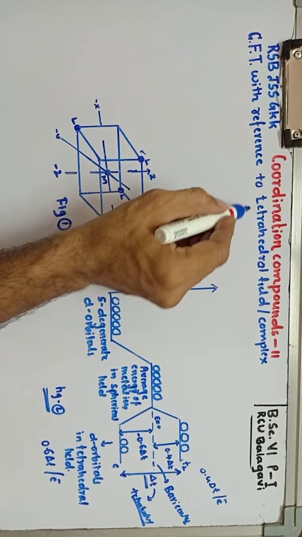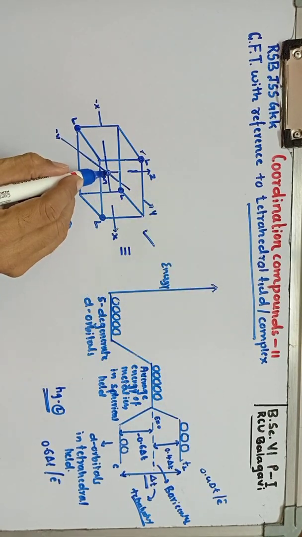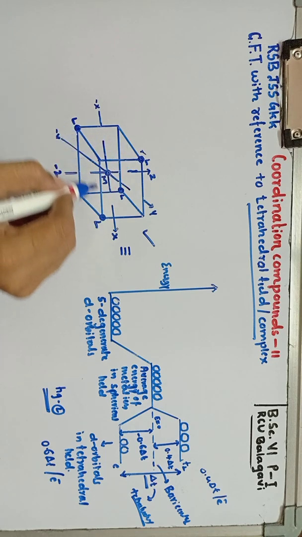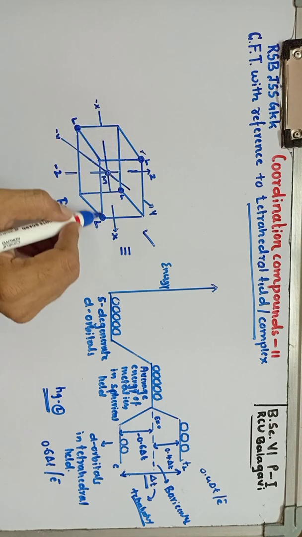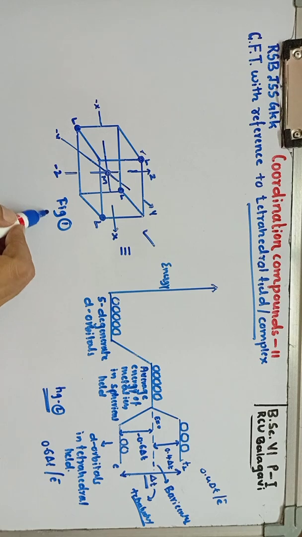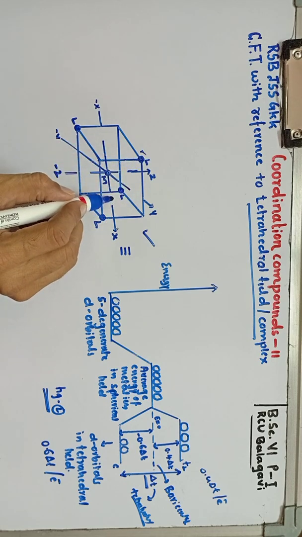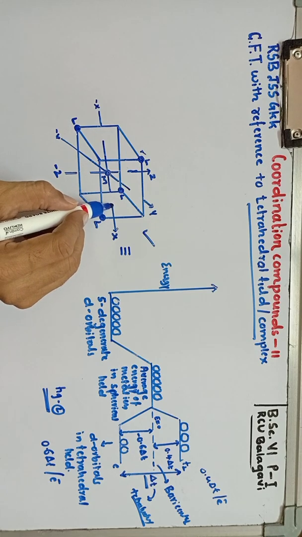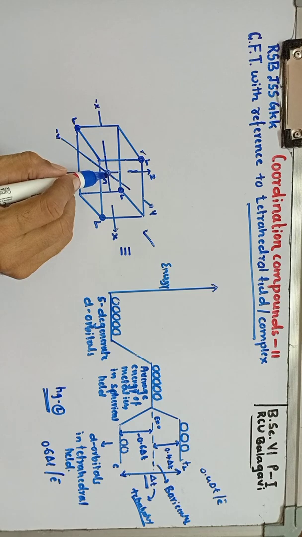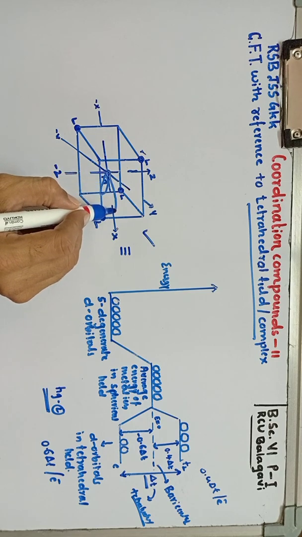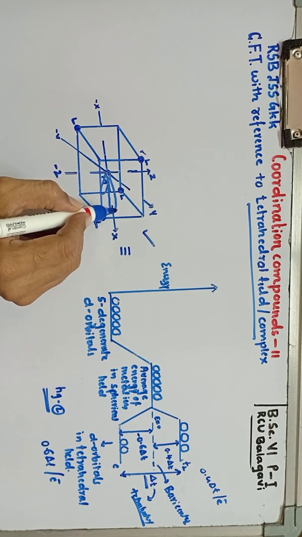In a tetrahedral complex, the metal is at the center of the cube, whereas 4 ligands occupy alternate corners of the cube as shown in figure 1. Further, the x, y, z axes face exactly the center of the faces of the cube. Therefore, the T2g orbital lobes point towards the center of the edge of the cube, whereas the Eg orbital lobes point towards the center of the cube.